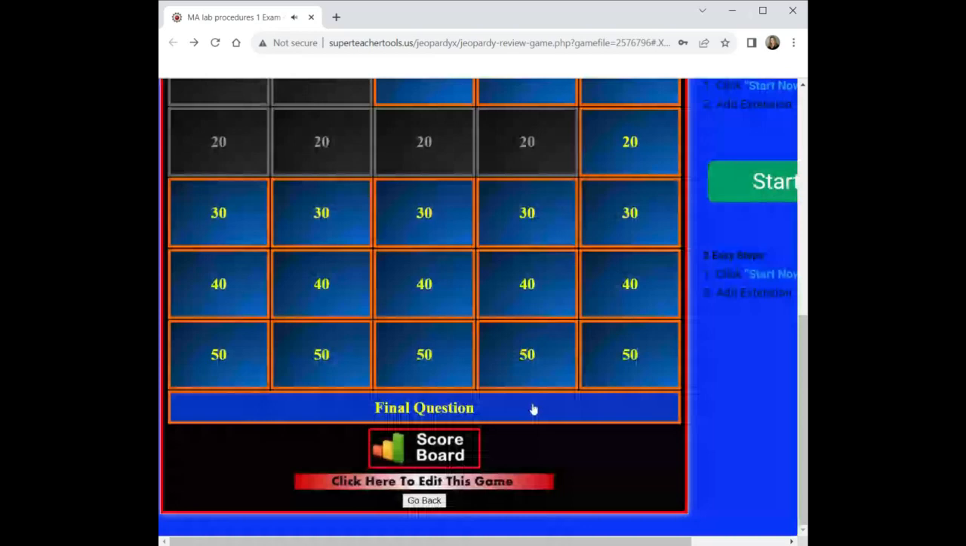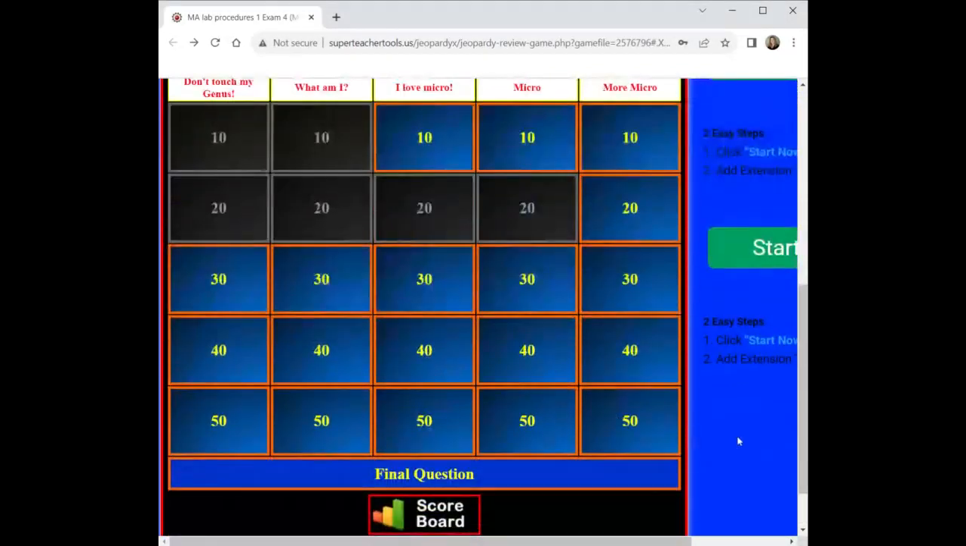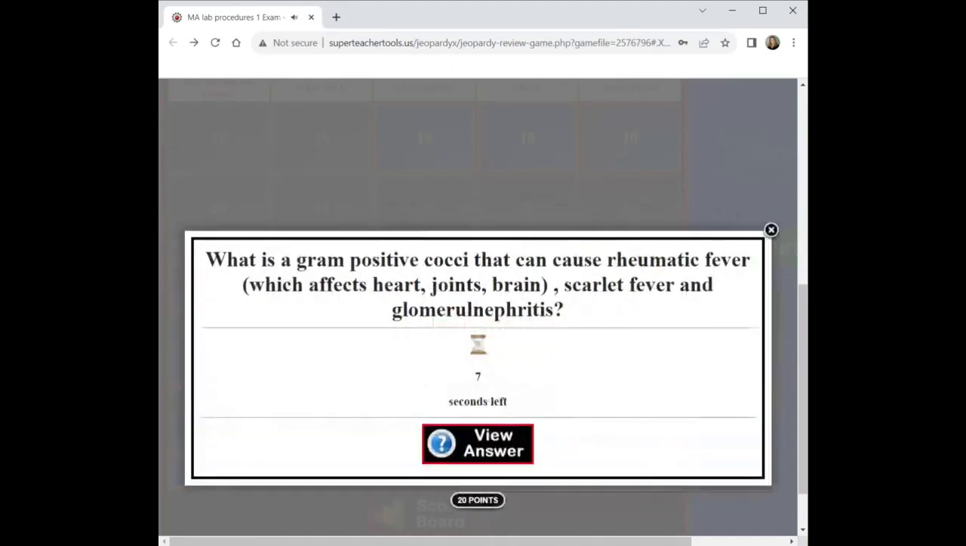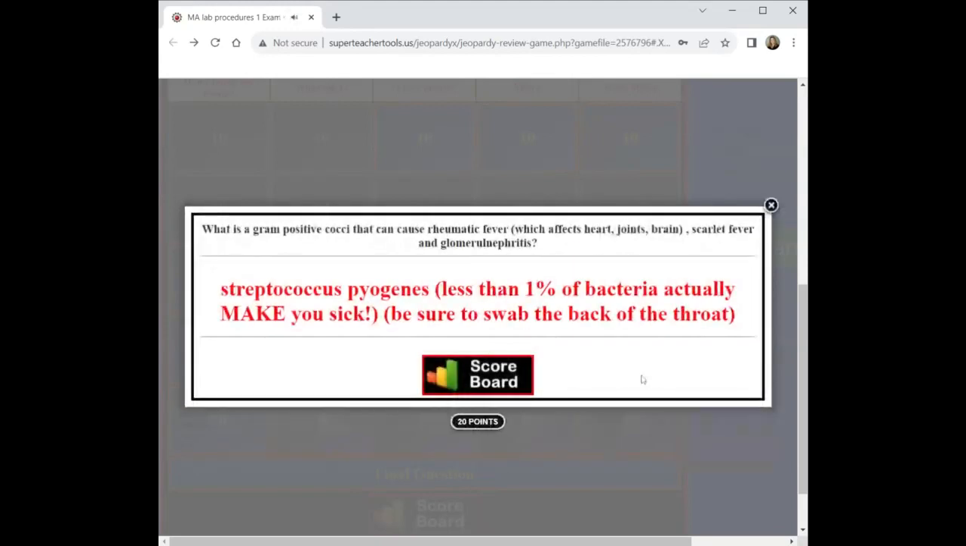Okay, team 3. Jenny and Madeline. What do you want, Jenny? We can do more micro 20. What is a gram-positive cocci that can cause rheumatic fever, which affects the joints, heart and brain, scarlet fever, and glomerulonephritis? That is the Streptococcus pyogenes. Yep. Streptococcus pyogenes.